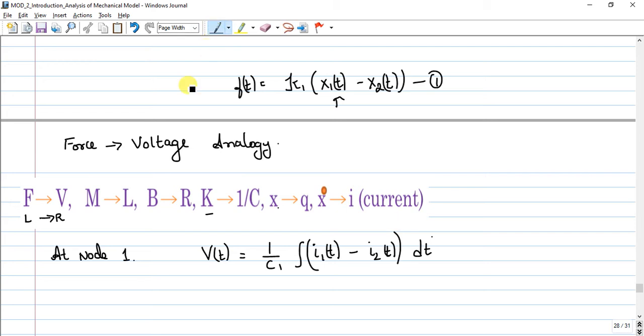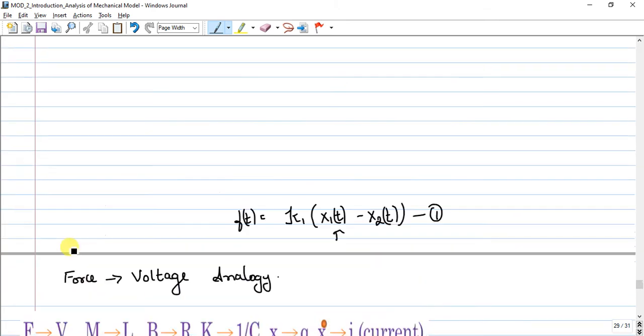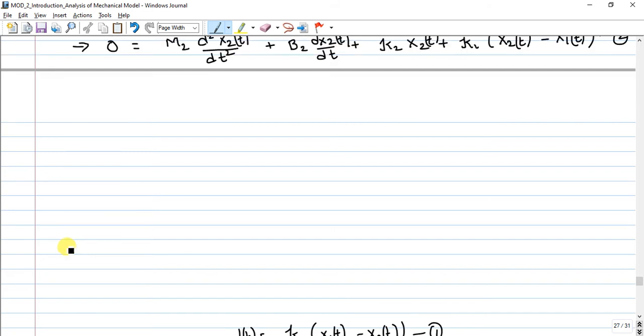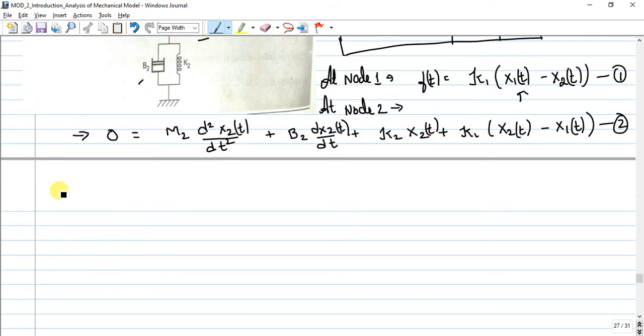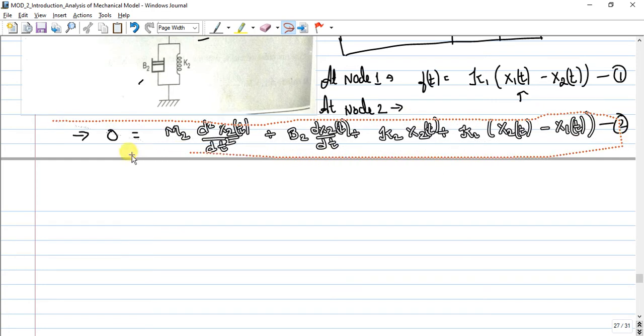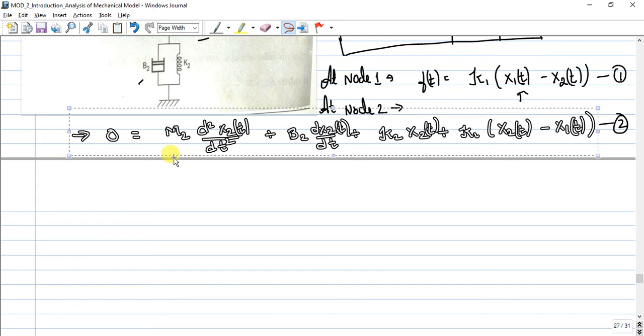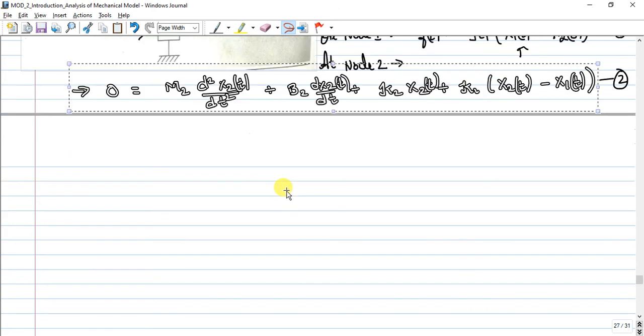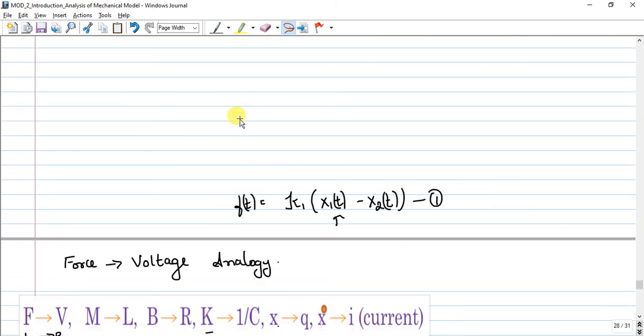So let me take the second equation at node 2. See, we don't need any electrical network diagram to write down the equation. We can straight away replace the given mechanical element as per the rule, and the same can be represented. So let me represent the second equation.